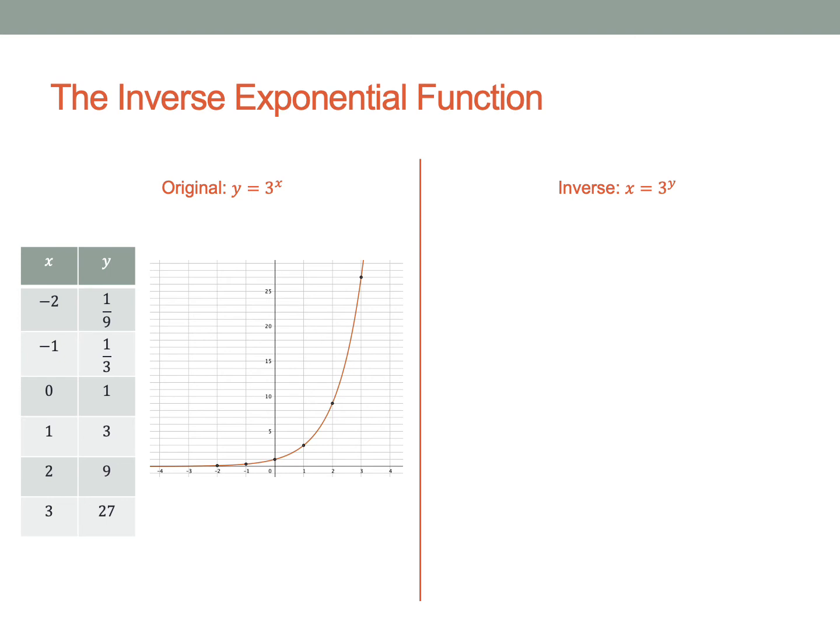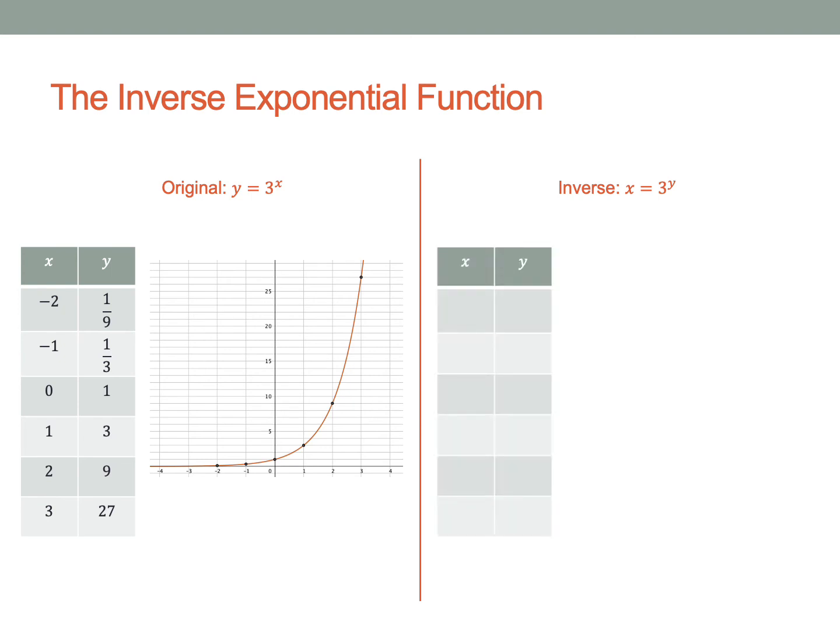Okay, so let's make a table for the inverse. So the inverse is x equals 3 to the y. And like I said, we don't know how to solve for y yet, but we can still make a table and graph it. So let's make a table.